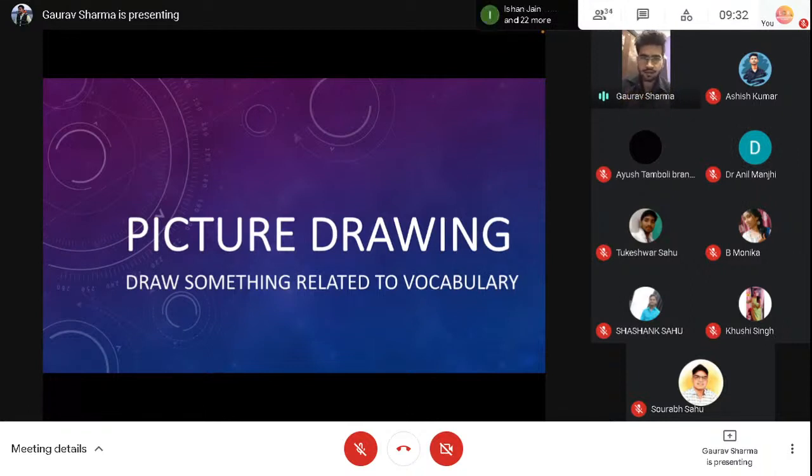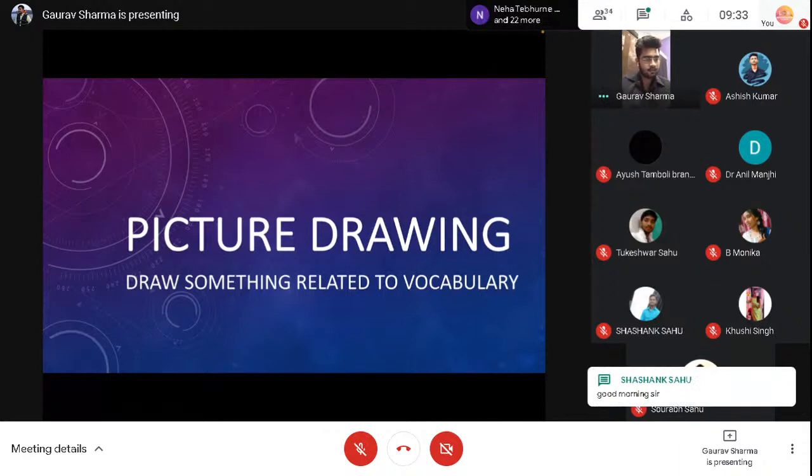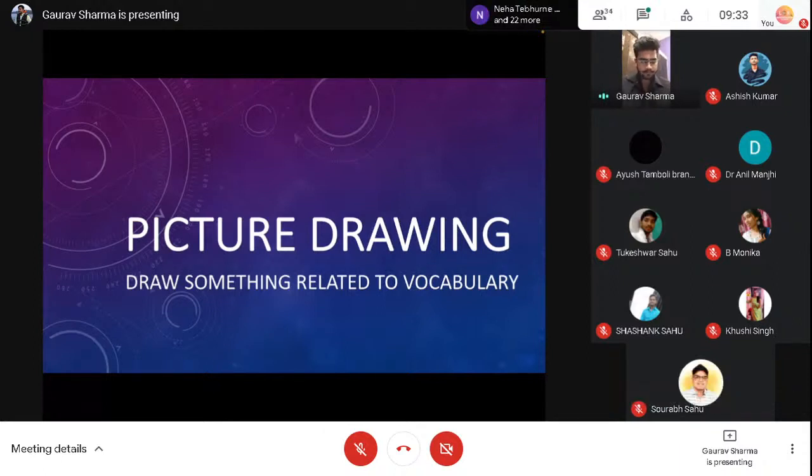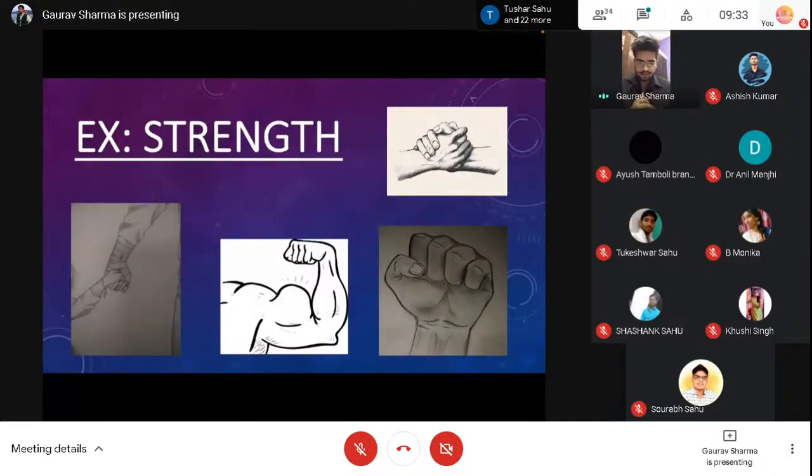As you all know, this session was to be held in the previous session, but because of some religious affairs, we weren't able to conduct the last session. So the same topic will be continued in this session, which is the vocabulary learning activity. The topic of today's session is picture drawing. As it is written, draw something related to vocabulary. I'll illustrate an example first, and then you can have a rough picture of how to be a part of this activity.